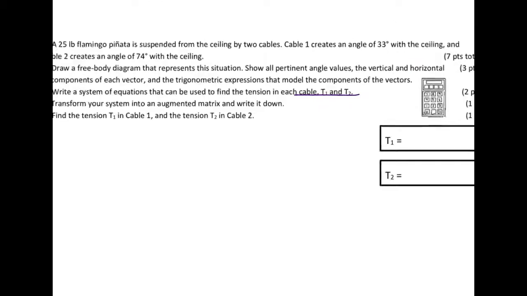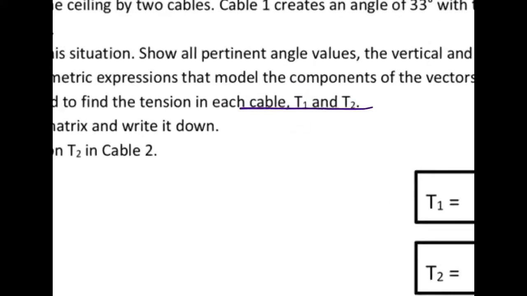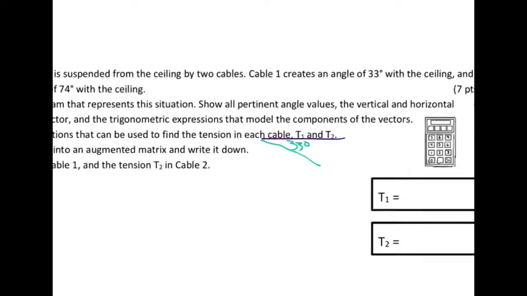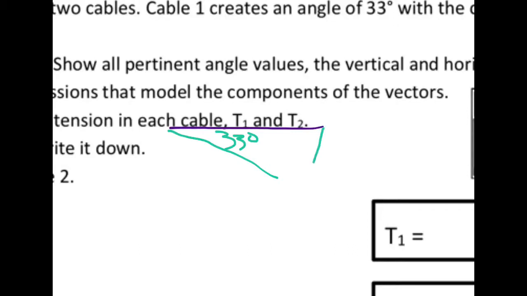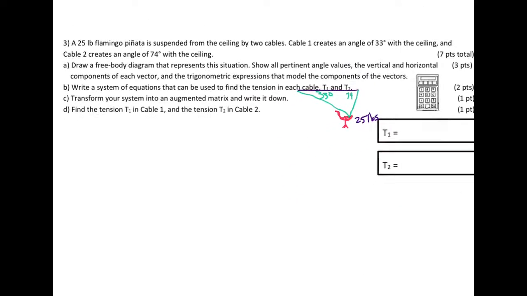We've got two cables coming down. First one, 33 degrees, and then the second one is 74 degrees, so much steeper like that. And then we have this flamingo bird thingy, piñata. I think that's what they look like. I didn't really know. But it is coming down right there, hanging, and we know that thing weighs 25 pounds. So this is the situation.